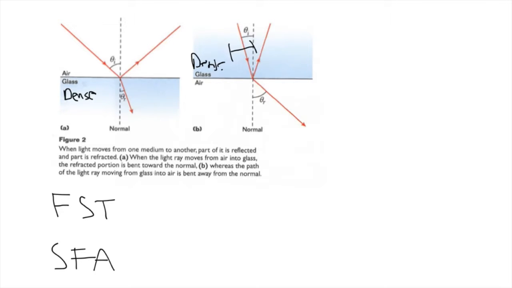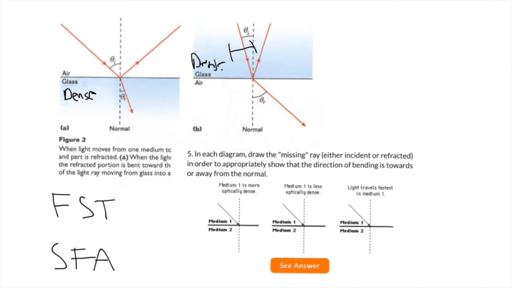Let's put this to practice. So here we have three diagrams. In the first, medium 1 is the more dense medium. In the second, medium 1 is less dense. And in the third, light travels faster in medium 1. So take a second, pause the video, and see if light is going to bend towards or away from the normal, and draw the ray in. If you want to take a screenshot of this or just do it on paper, take a second and try it.